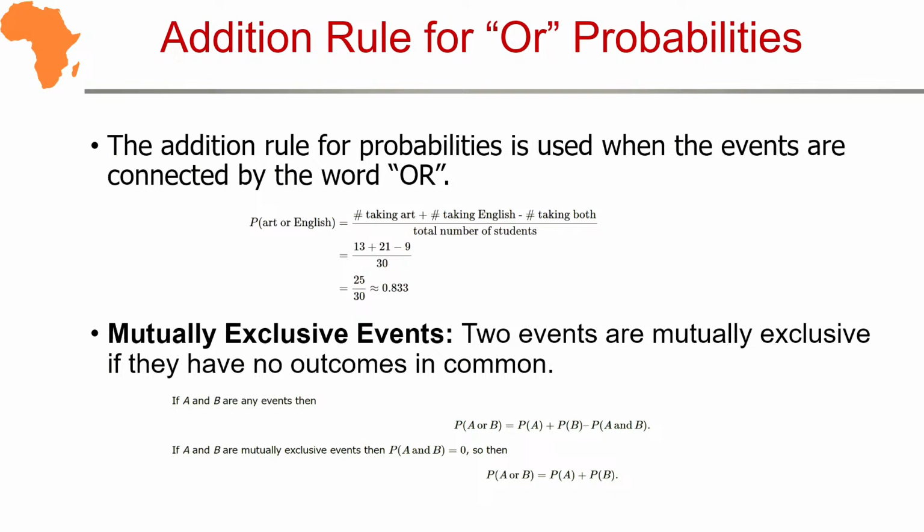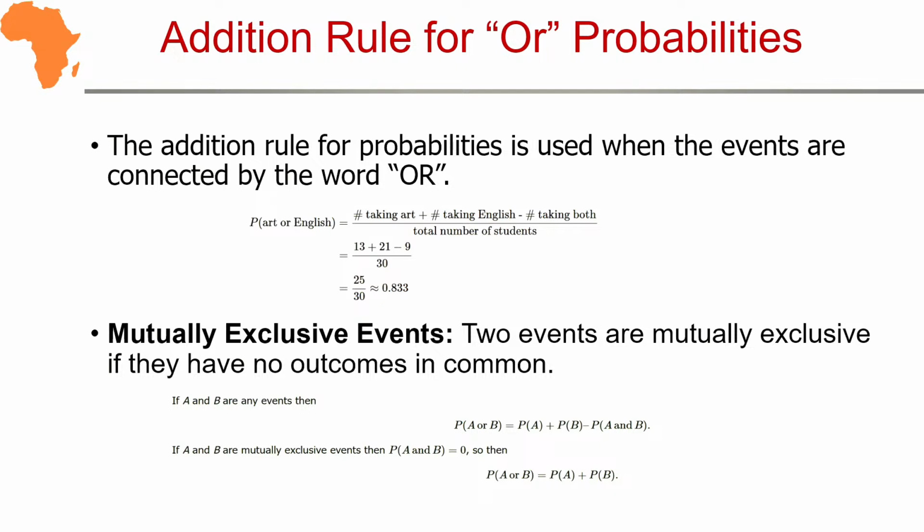Probability of art or English is the probability of taking art plus the probability of taking English minus the probability of taking both. Probability of art or English is the probability of art plus the probability of English minus the probability of both. Make sense?